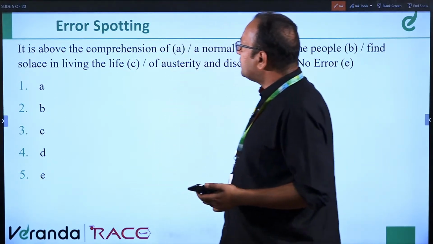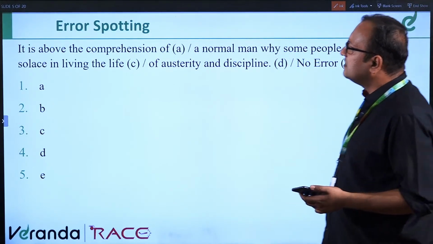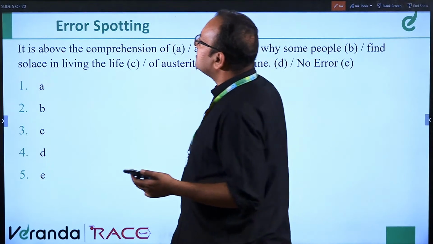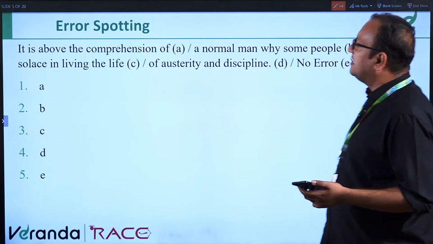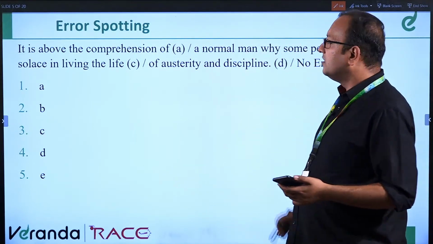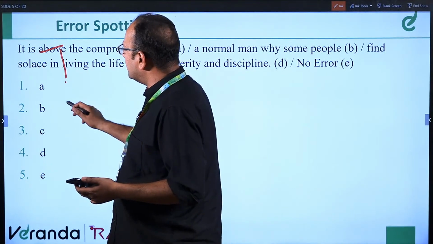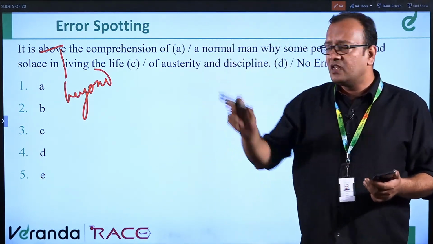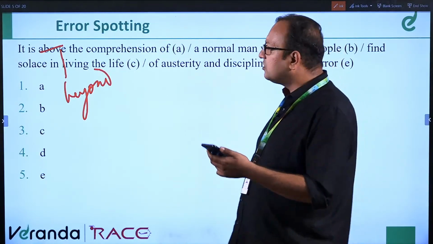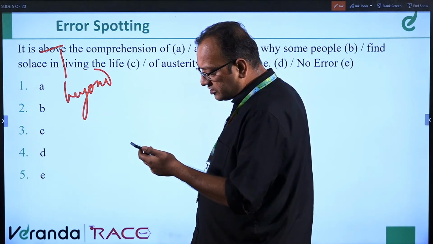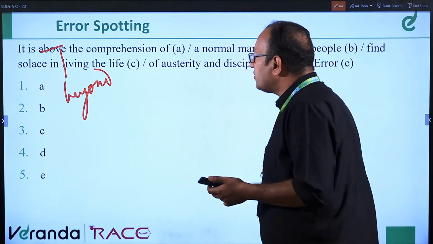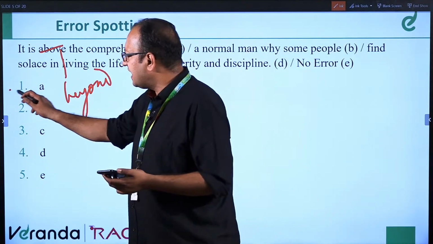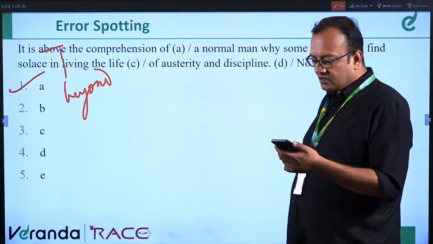It is above the comprehension of a normal man why some people find solace in living the life of austerity and discipline. A level question. You can see the error is in part A. It should be beyond, not above. Above is used for something which is physically above a certain line. So the answer is, it is beyond the comprehension. Yes, you are correct, Radhika. Chellam Sudarshan also says so. So the error is in part A only. Clear? Next question.